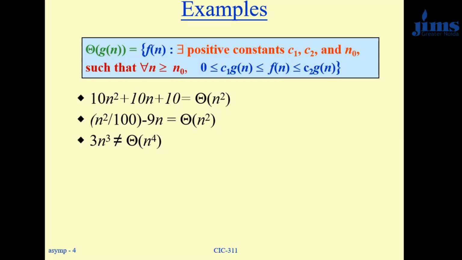Even if I take the value of C as small as 1 by 1000, that is 1 by 1000 into n to the power 4, after a particular value of n, the value of C g(n), that is 1 by 1000 into n to the power 4, will exceed 3n cube.